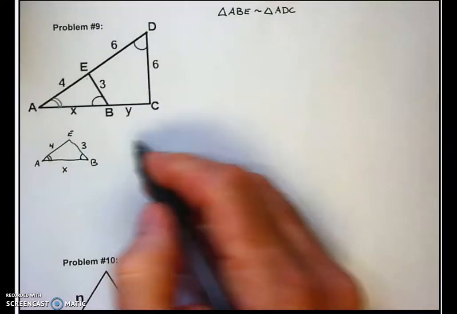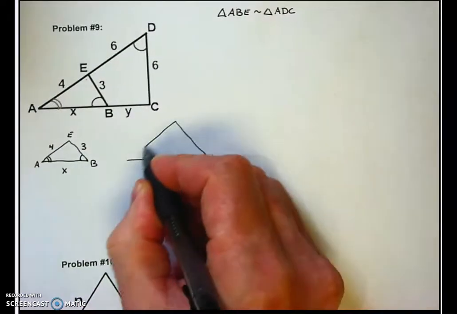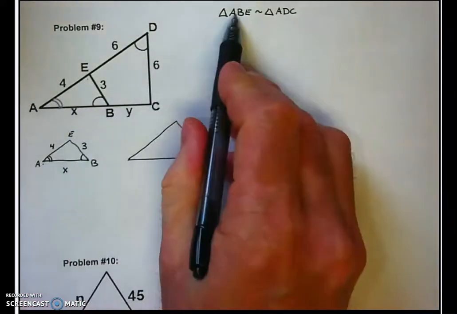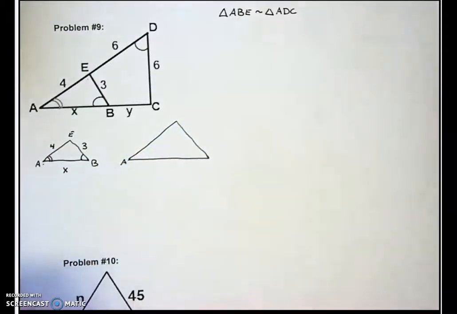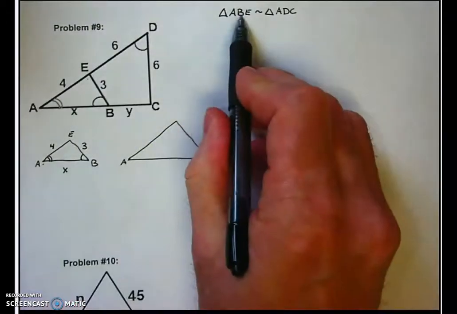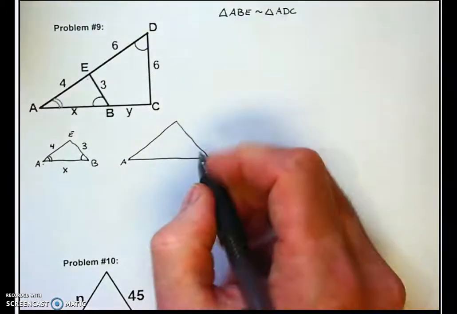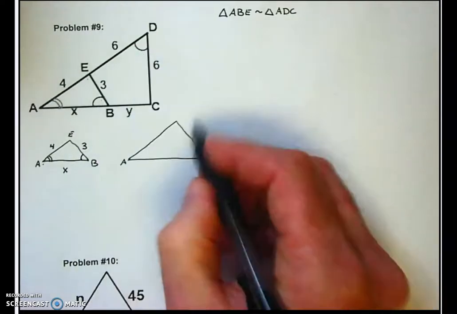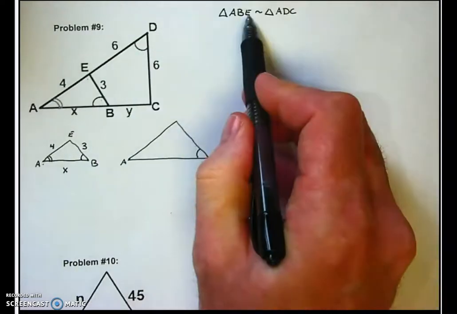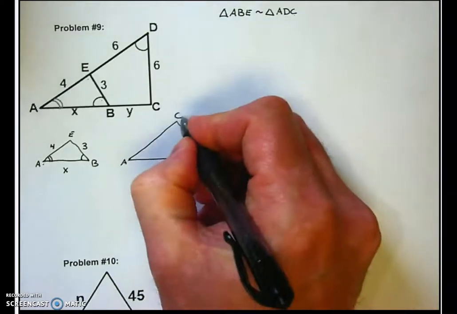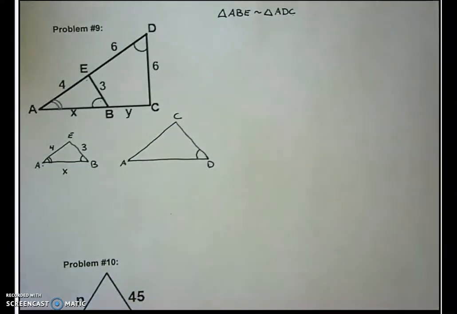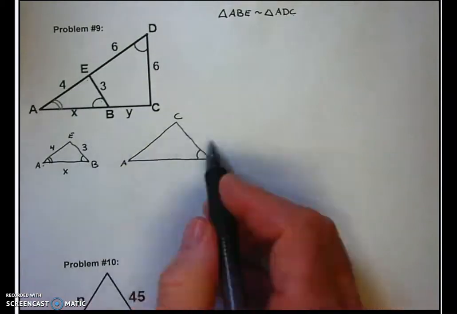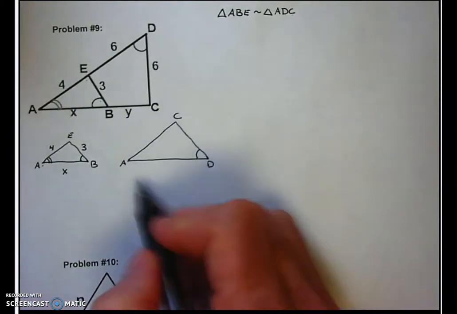We can redraw both triangles and orient them the same way. A in the small triangle goes with A in the big triangle. B in the small triangle goes with D in the big triangle. Notice D has 1 arc, so does B. And then finally E in the small triangle goes with C. So having that similarity statement where we matched up the corresponding parts helps us redraw this shape. Now let's label the big triangle.